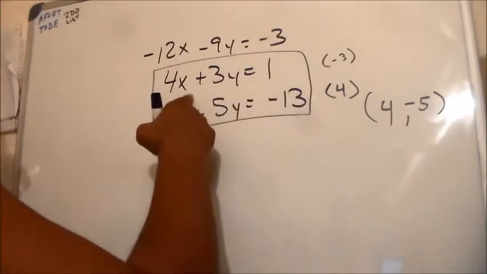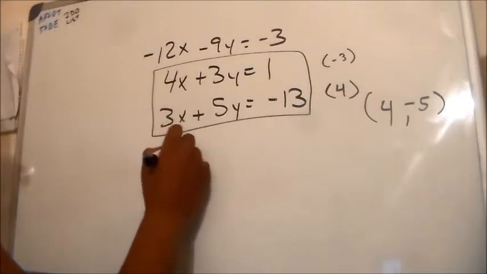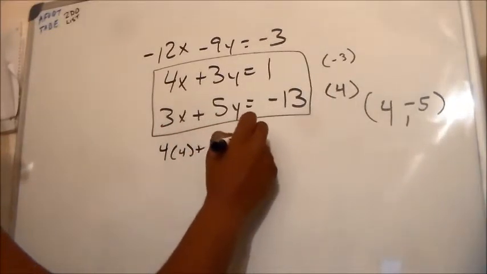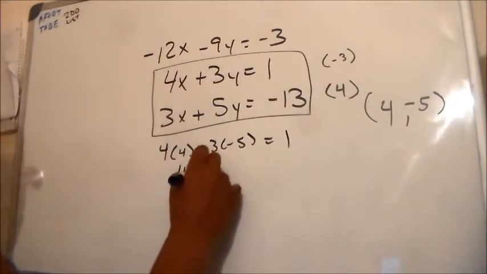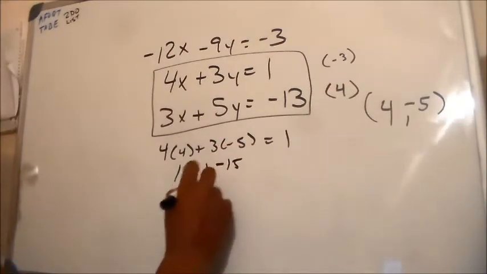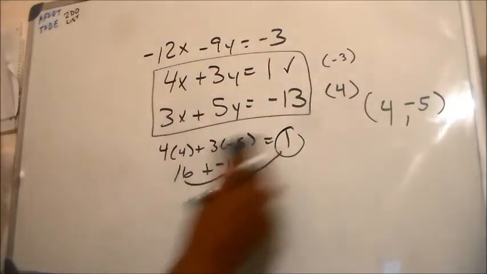So now, in order to test, to really make sure we know what we're doing, 4 goes into x, negative 5 goes into y. So 4 times 4 plus 3 times negative 5. We want to see if that equals 1. 4 times 4 is 16, plus 3 times negative 5 is negative 15. That will leave us with a positive 1. That checks out.